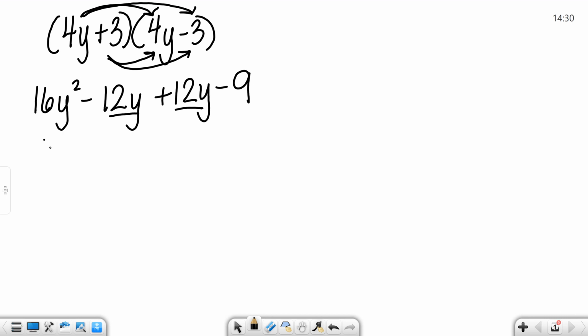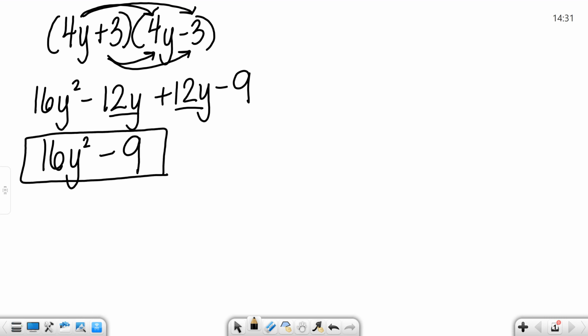The two in the middle are like terms. And notice that one of them is plus and one of them is minus. So that gives me 0. And I bring down my minus 9. So my answer here is 16y squared minus 9.